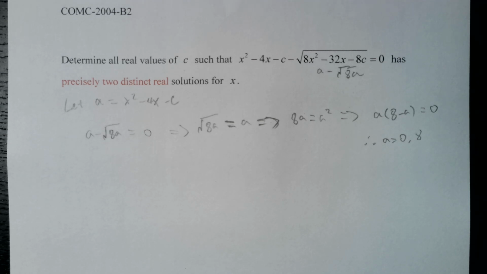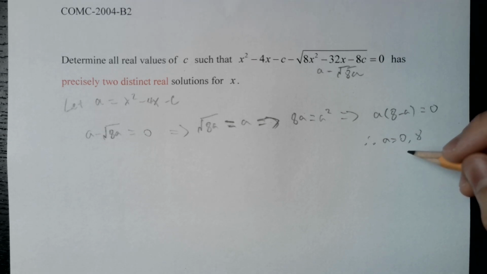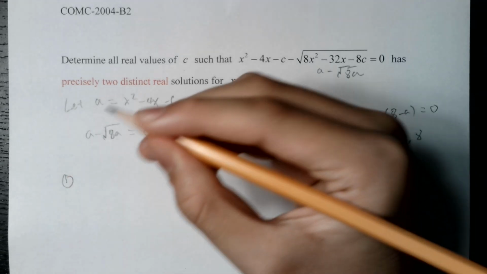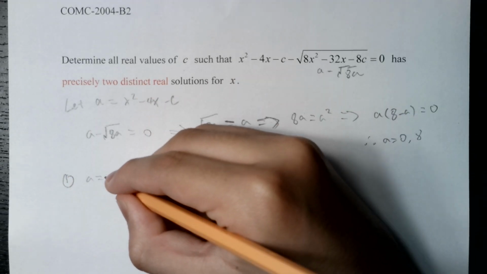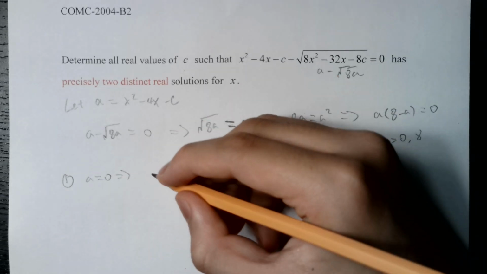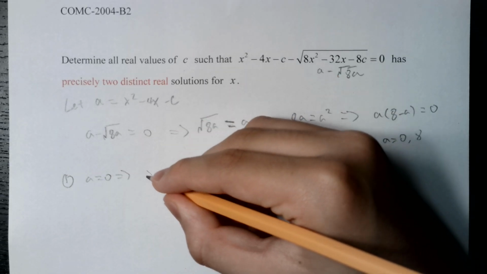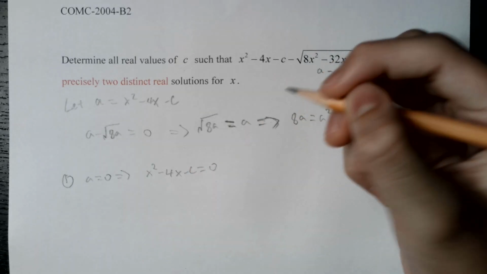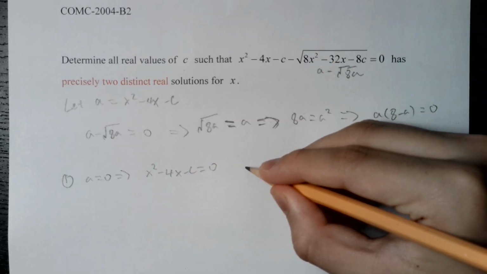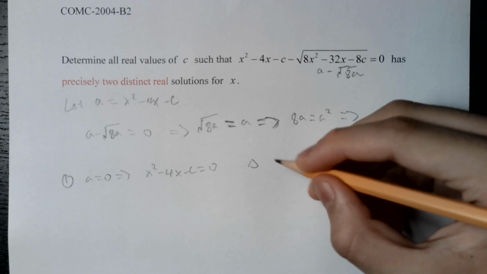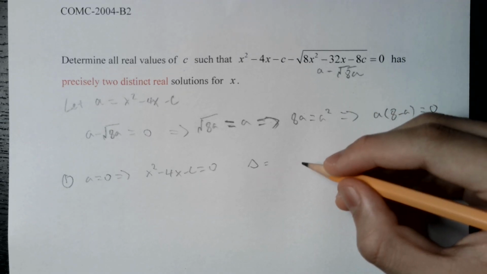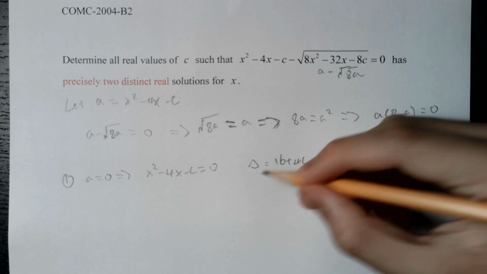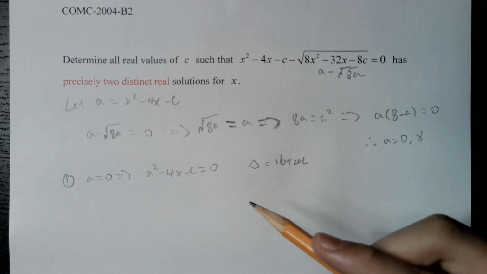Now let's do some casework. We know whether a is equal to 0 or a is equal to 8, and now we need to solve for c. In the first case, let a be equal to 0. This means that x squared minus 4x minus c is 0. Now we can see that the discriminant, which I'm going to label as delta, is equal to 16 plus 4c. So this is the discriminant of the quadratic formula.